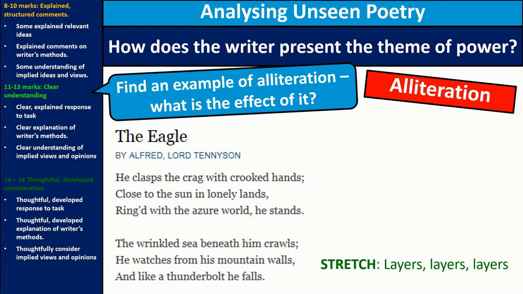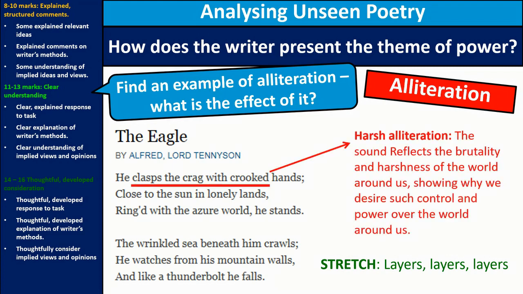Okay, now on to our final two. Alliteration again should be nice and straightforward. There'll always be alliteration in the poem. I've gone for "class the crab with crooked hands", and again focus, effect, link. So the focus on this is how harsh the alliteration is. The effect, it reflects the brutality and harshness of the world. Link it back, showing that's why we desire such control and power over the world around us.